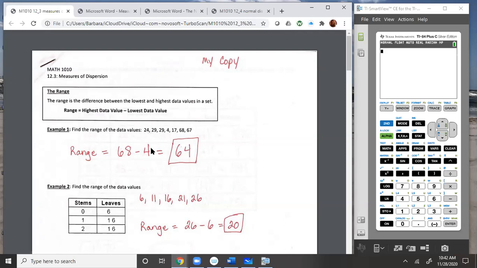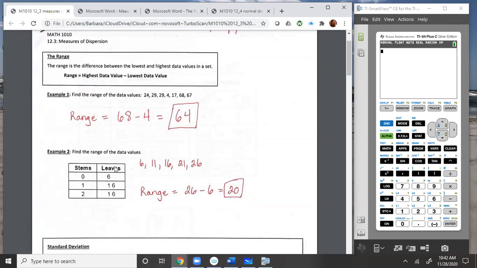In example 2, we're going to find the range again in a stem and leaf plot. The highest number is 26. The lowest number is 6. So 26 minus 6 is 20. So the total spread, or the range, of this data is 20.